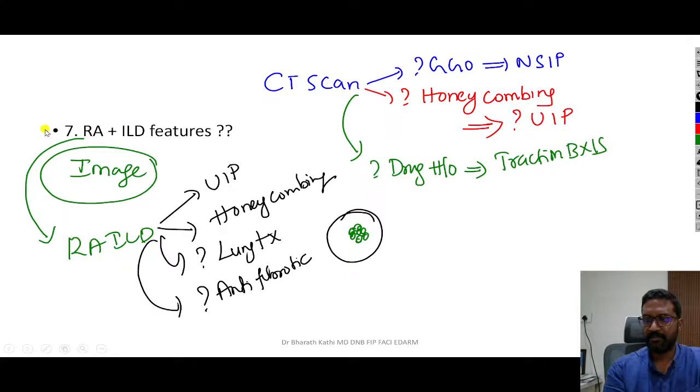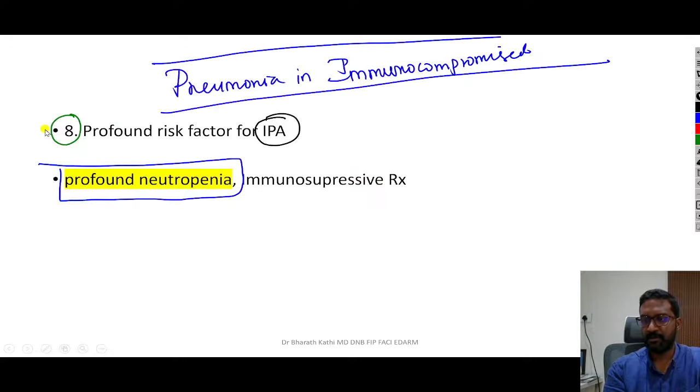Okay, Dr. Aditi Hora, it was neutropenia. Yes. When they ask you regarding invasive pulmonary aspergillosis, neutropenia has to be in the list. Number 1. Was there any question on any other part here in respiratory medicine?